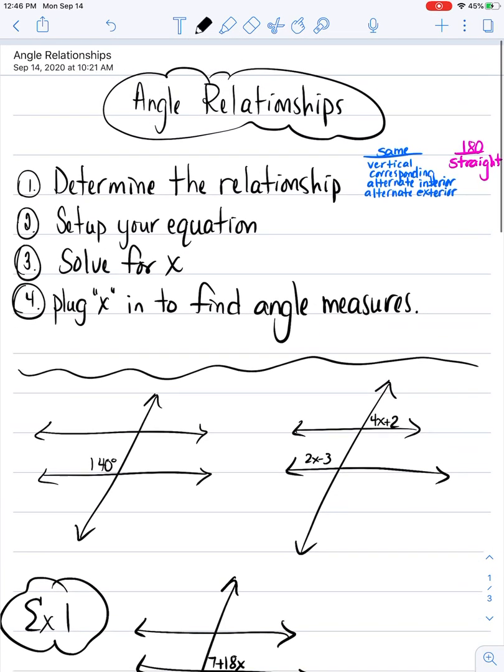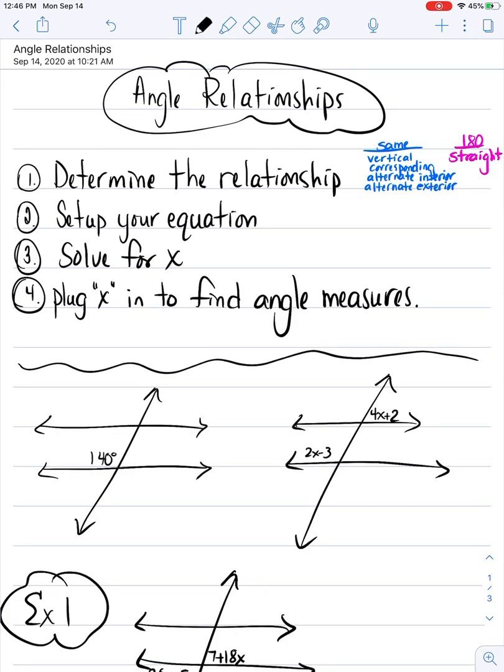Well, if you look back at our notes, the angle measures that we know that are the same, or the angle pairs, were vertical angles, corresponding angles, alternate interior angles, and alternate exterior angles. All of those had the exact same or congruent measures. The only ones that had something different were two straight angles, and they added up to 180 degrees. So let's look at how we can use that to solve our situations today.